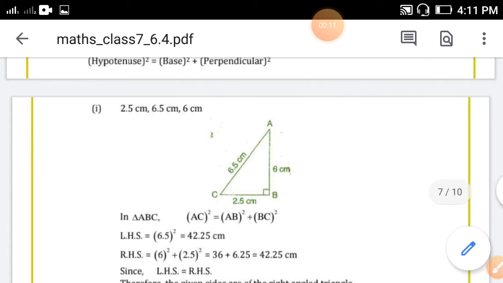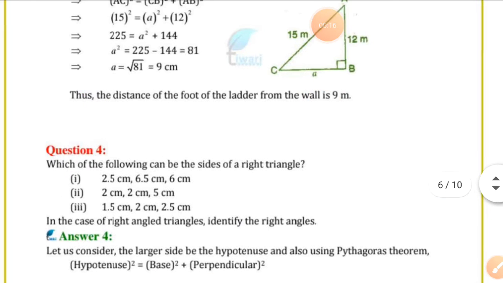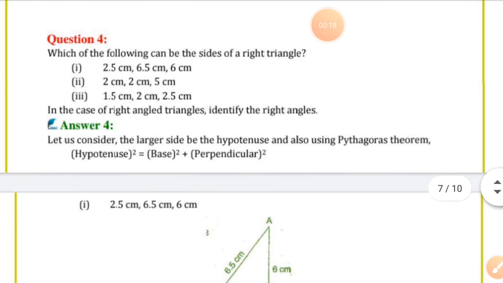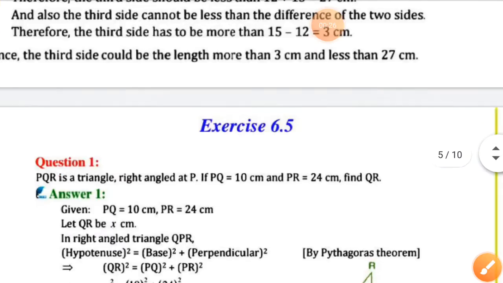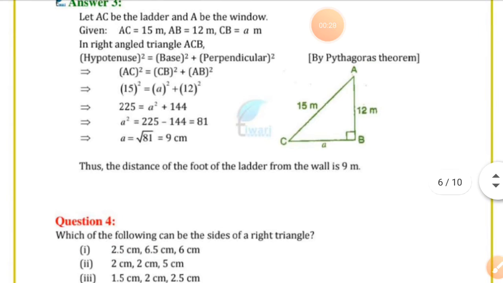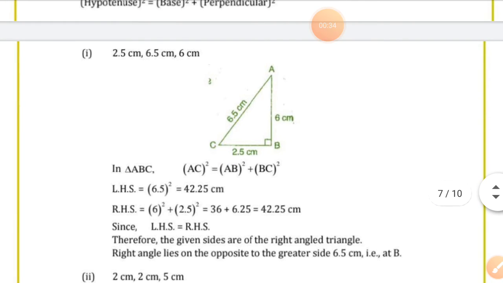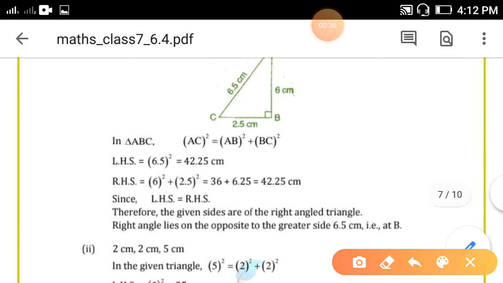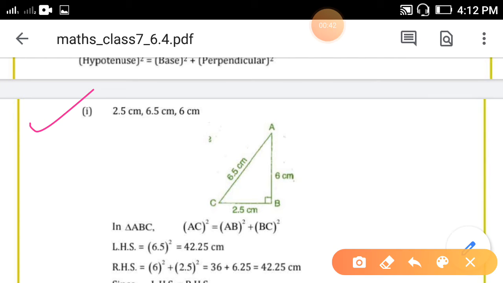We have already started 6.5 and up to question number 3 we have completed. Now question number 4, which of the following can be the sides of right triangle? Right triangle, it means one of its angles is 90 degrees. First example, three sides are given: 2.5, 6.5 and 6 centimeter.